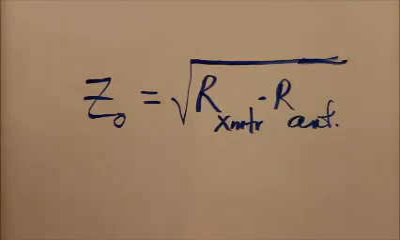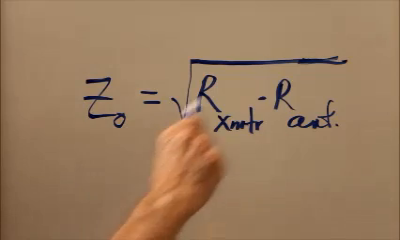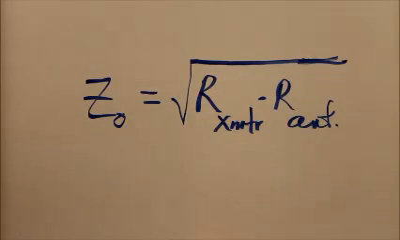That's what a geometric mean is. A geometric mean is the square root of the product of two numbers. That's differentiated from the arithmetic mean, or average, which is half the sum of the numbers. The geometric mean is this.